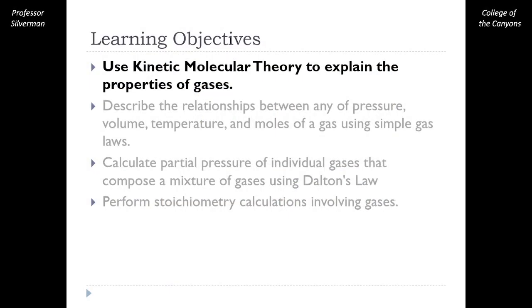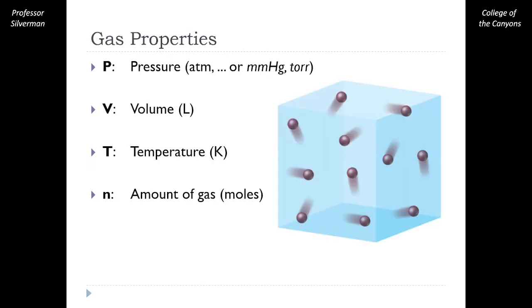Welcome in. Our objective for this video is to use kinetic molecular theory to explain some properties of gases. We'll start by looking at what properties of gases we are going to care about, measure, and calculate. There are four main ones. We can calculate the pressure of our gas, the volume of our gas, the temperature of our gas, and the amount of our gas.